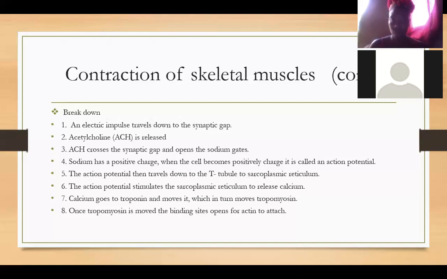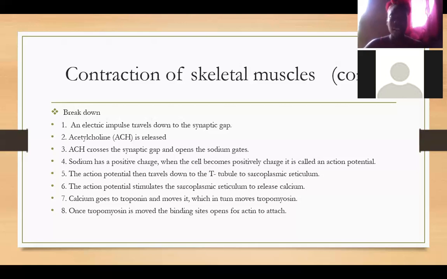Now your sarcoplasmic reticulum is where calcium is stored, and we know that calcium is needed for muscle contraction. So with the T tubules, it is going into the sarcoplasmic reticulum, and it sends a signal to open or to release calcium.